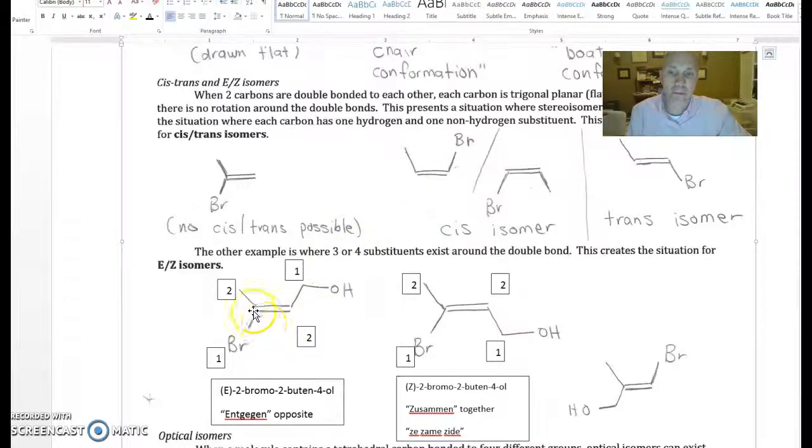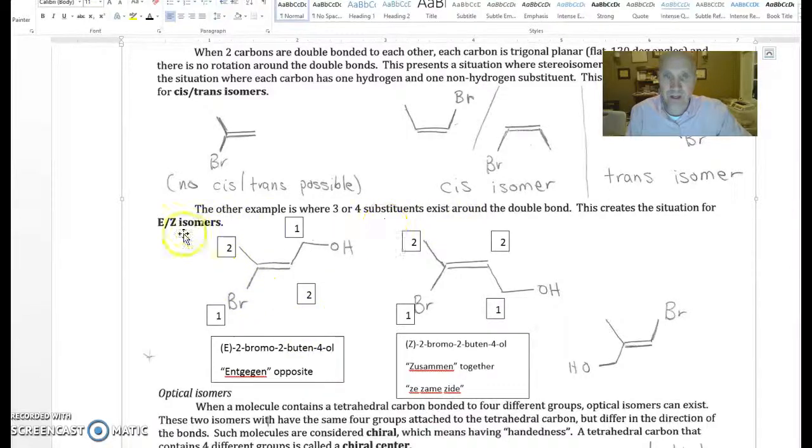All right, but what happens if you have a double bond where you have either 3 or 4 substituents around the double bond? Right here I've shown an example where we have 3 substituents. This would also work if you had a 4th substituent right here, but for this example I'm just showing this with a hydrogen there. So this is going to create a situation where, instead of cis-trans, because in order for cis-trans you have to have 2 hydrogens, we're going to have what's called EZ isomers. But the concept is very similar.